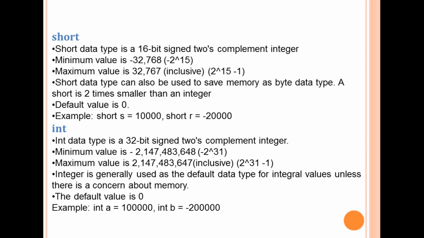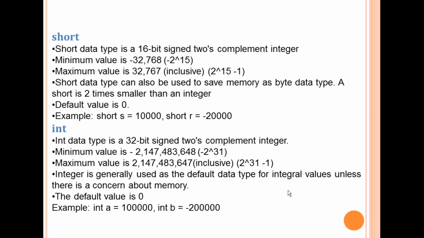Byte. Byte data type is an 8-bit signed 2's complement integer. Minimum value is -128 and the maximum value is 127. Default value is 0. Byte data type is used to save space in large arrays, mainly in place of integers, since a byte is 4 times smaller than an integer. For example, byte a equals 100, byte b equals -50.